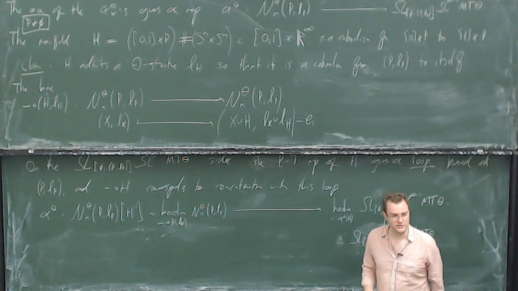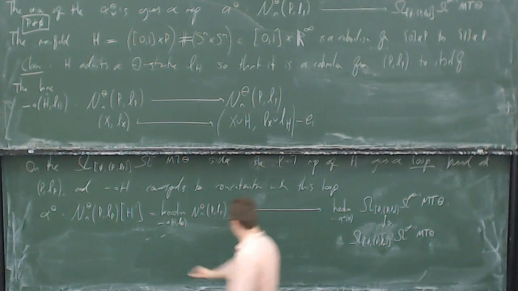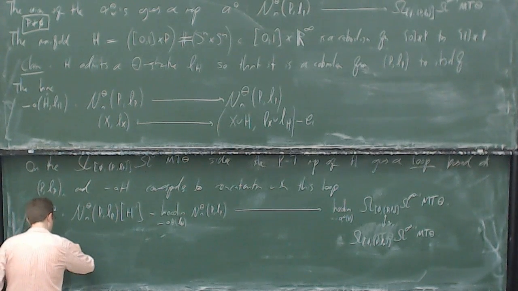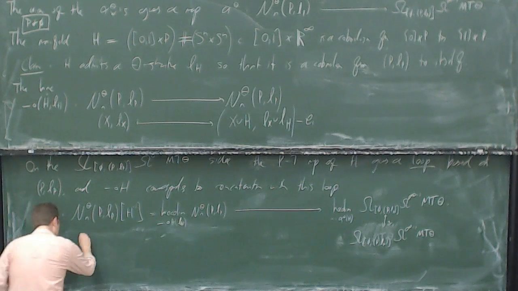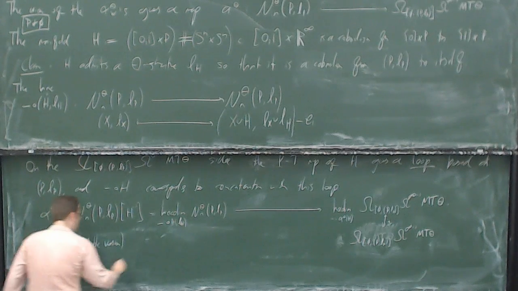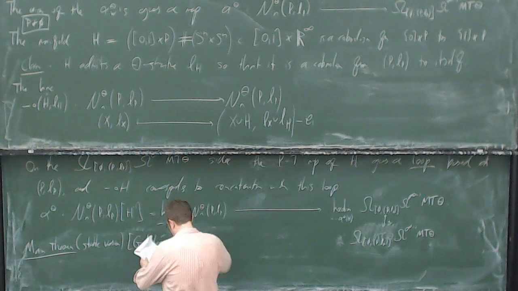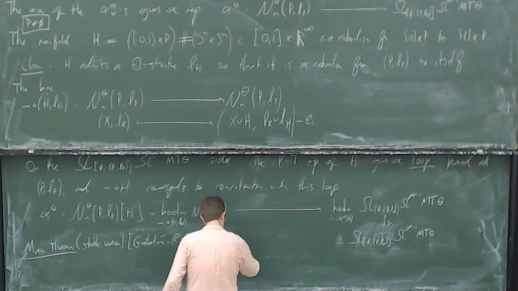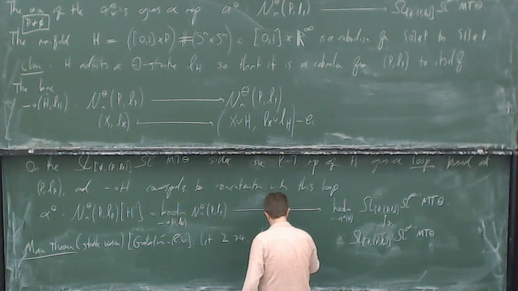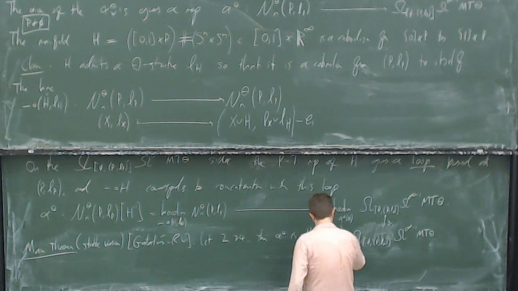So I want to state the theorem now that will only be true once I've done it. In fact, I can state it immediately. So this is the main theorem. I also had a main theorem yesterday, but this is the stable version of the main theorem, also due to Song, Galatius, and myself, which just says, let 2n be at least 4, then this map, alpha theta, is a homology isomorphism. That's it.